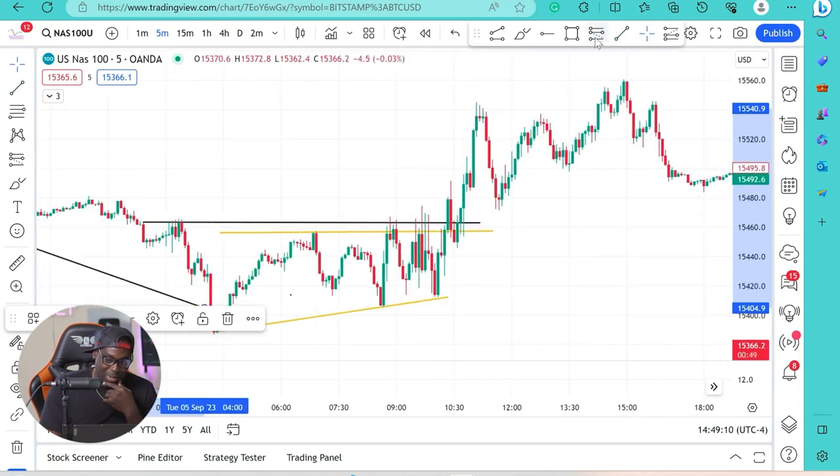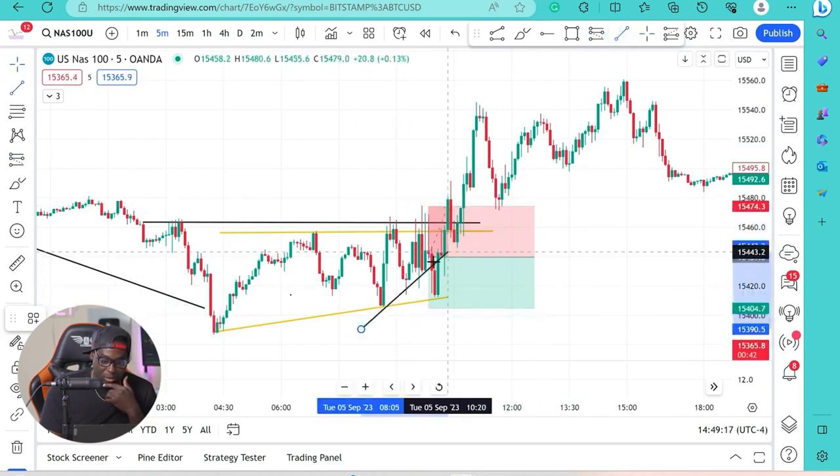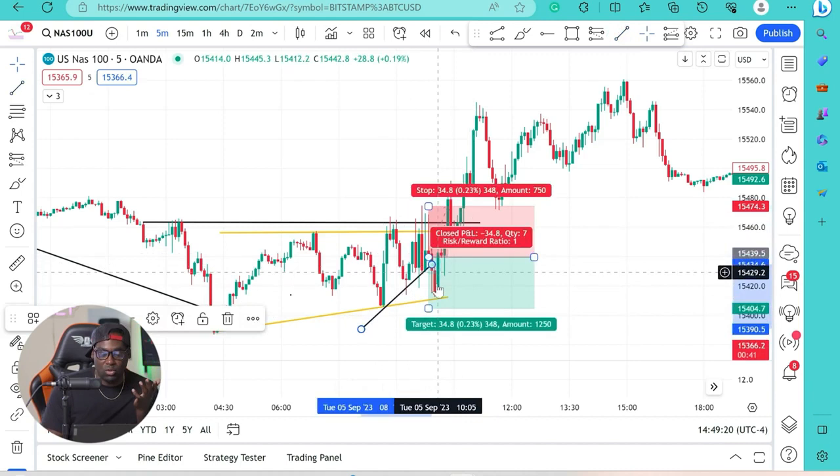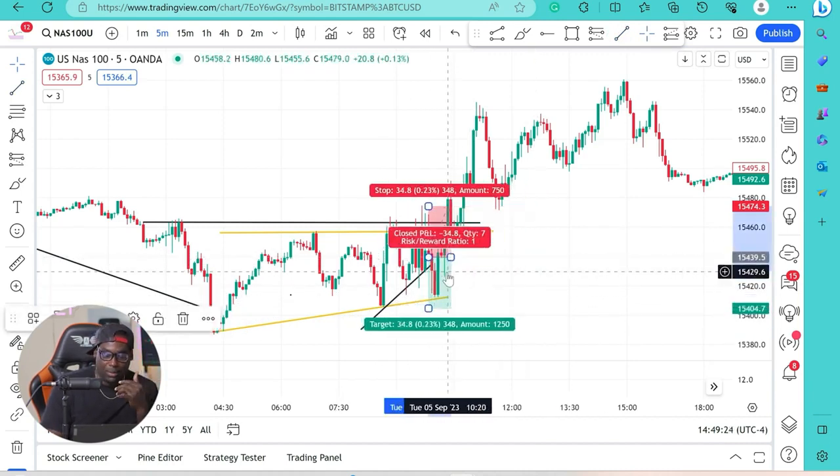Now I did notice that we had support to the left, and you know, that was kind of my fault, but at the same time, I thought we was breaking out, right? I thought we was breaking out, so I didn't mind taking this trade, but it was a loss, right? Again, you're not going to win 100% of the time. Now, what do I notice?